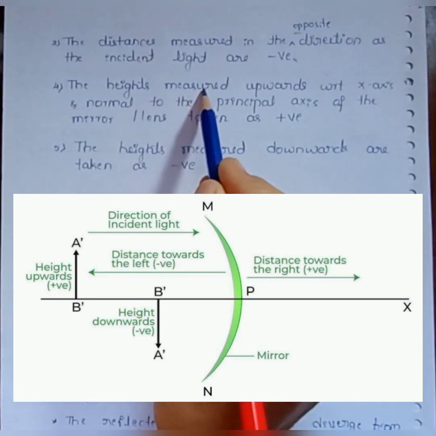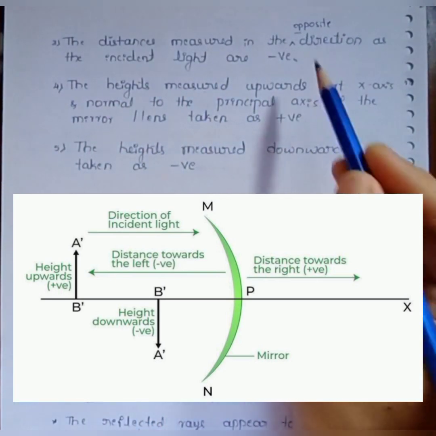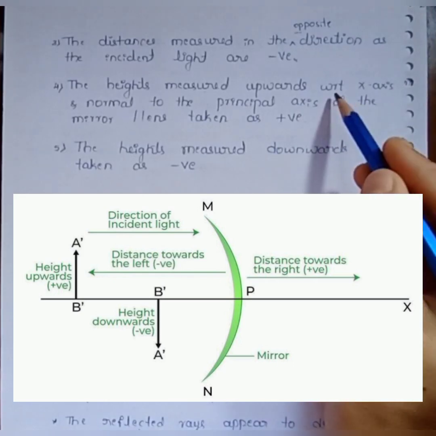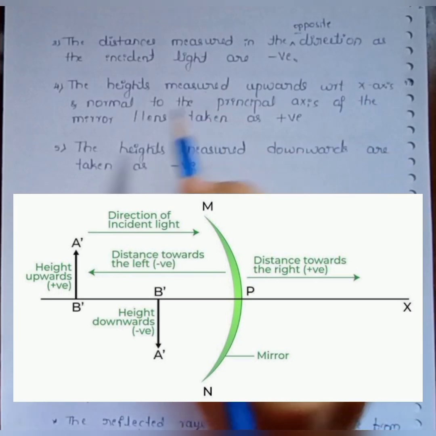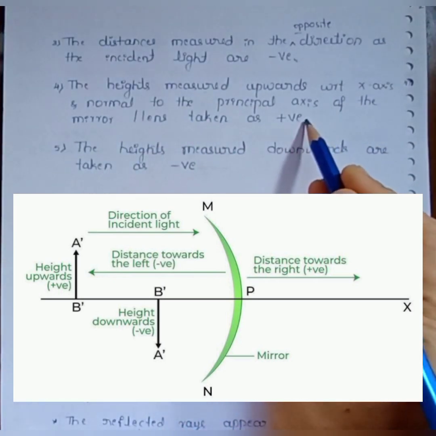The heights measured in the upward direction, with respect to the x-axis and normal to the principal axis of the mirror or lens, are taken as positive.